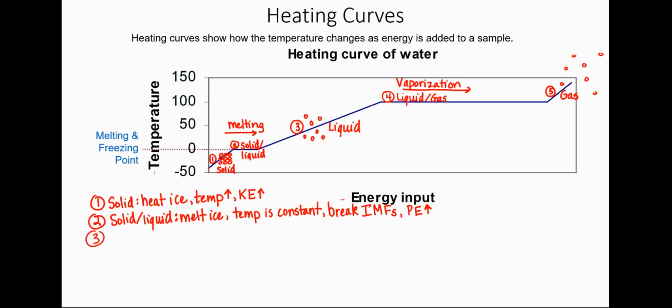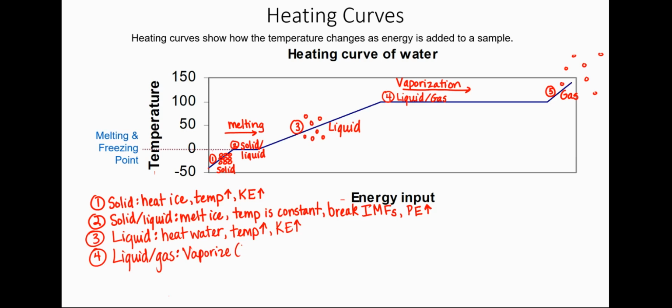In step three, we have all liquid. Our added energy is being used to heat up that liquid water. So the temperature is increasing. The kinetic energy is increasing. At step four, we've got this liquid and gas mix as we vaporize or boil, if you will, that water.